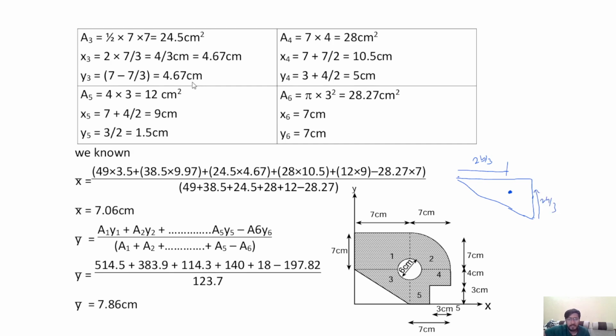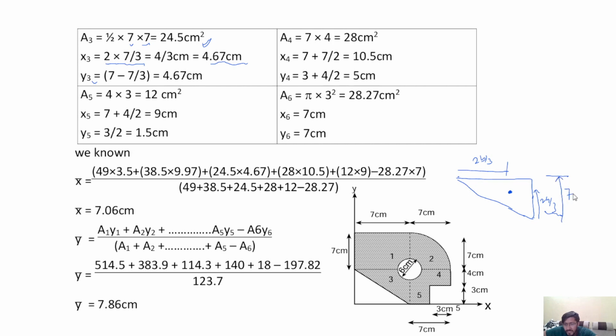That's why A3 is the area of the triangle, 1 by 2 base into height. The base of the triangle is 7 and the height of the triangle is 7. x3 is equal to 2b by 3, that's why 2 into 7 by 3, which is equal to 4.67, and y3 is the centroidal distance of this triangle, which is equal to 2 into h by 3, means 2 into 7 by 3.